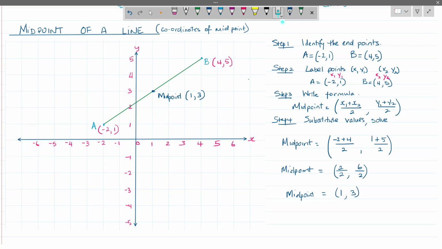So -2 plus 4 will give me 2. 1 plus 5 will give me 6. When we divide 2 by 2, we get 1. 6 divided by 2 will give me 3. So the midpoint of the line is the point 1, 3. Easy? Everybody understand now? Yes? Right.